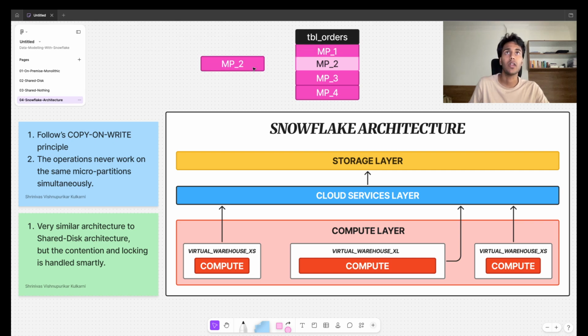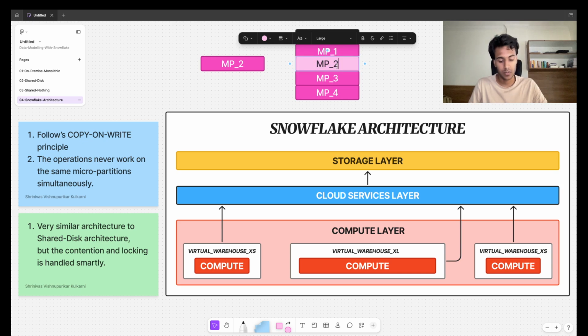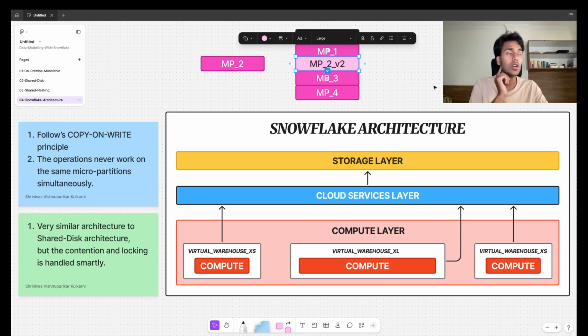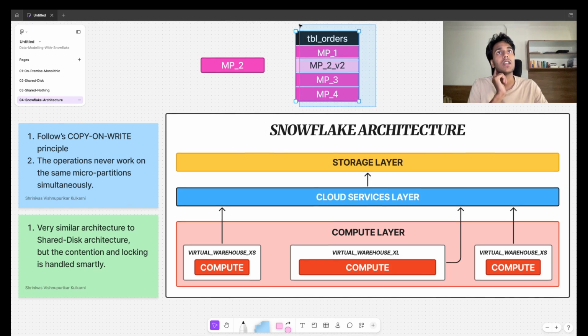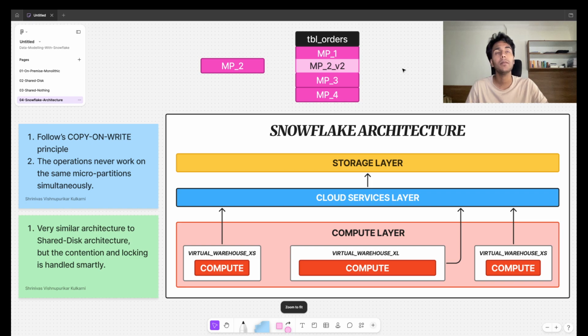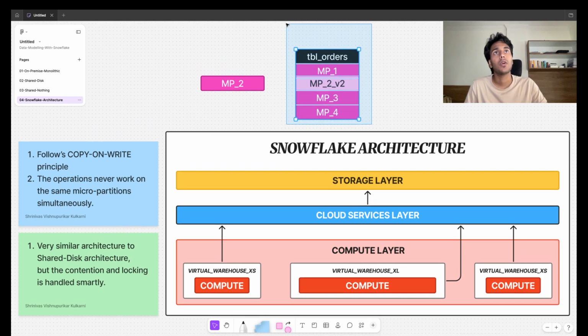Now this is the older version. Let's say out of 100 rows in this particular micro partition, only 10 were updated. In that case, this micro partition is just an exact replica of this particular micro partition, and let's say micro partition 2 V2. For simplicity, this is the V1, which is the older one. 10 rows have been updated due to a DML operation, and now this micro partition 2 version 2 is being made the active micro partition for this particular table. Okay, so essentially this is the copy on write principle.